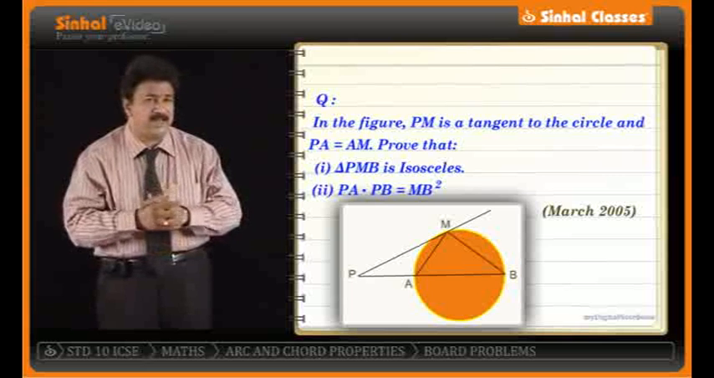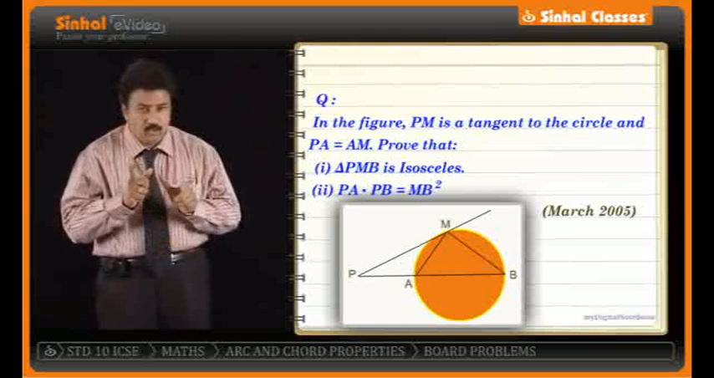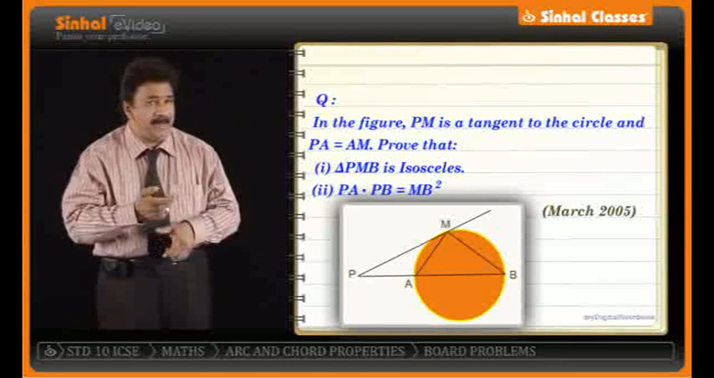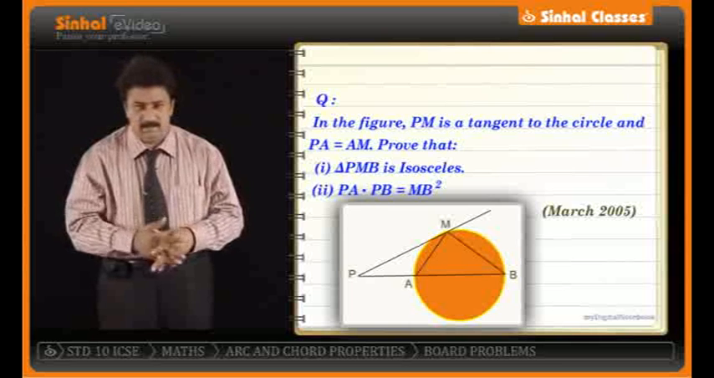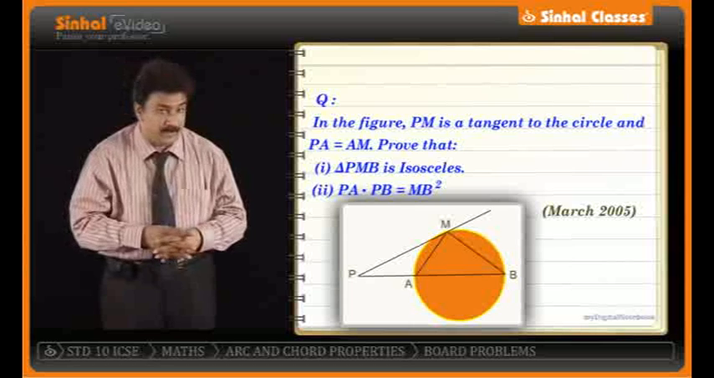Yes, this is a very important condition given to you. I read once again, PA is equal to what? AM. 2 sides of a triangle. Which triangle? Triangle PAM are given to you equal. Definitely we are going to use the isosceles triangle property over here.